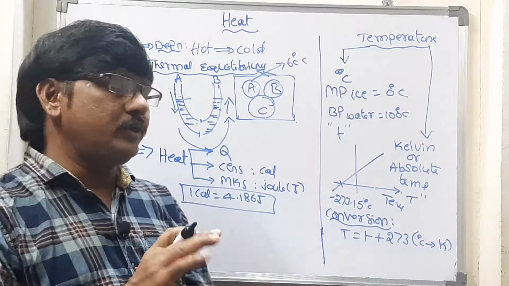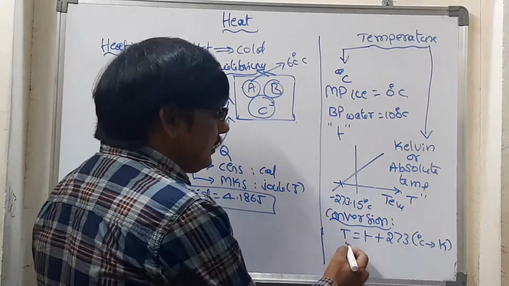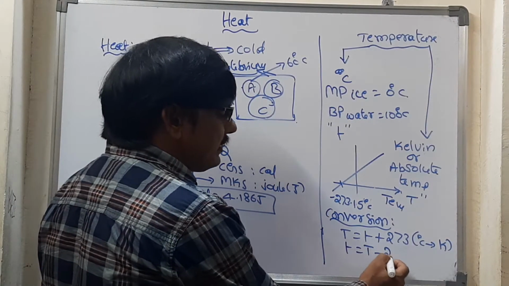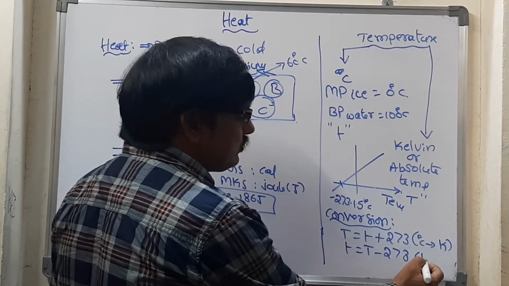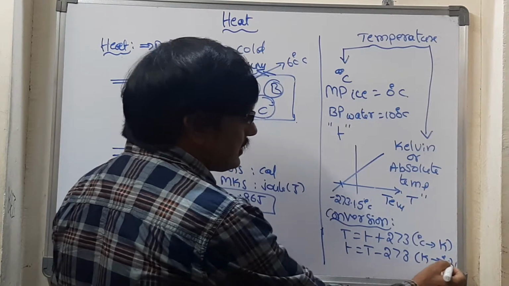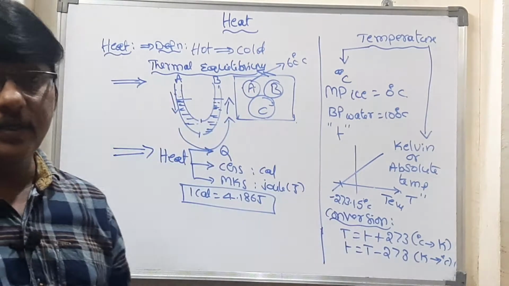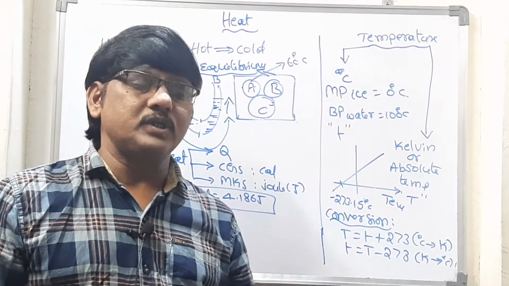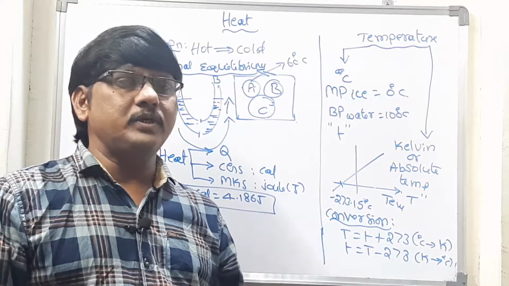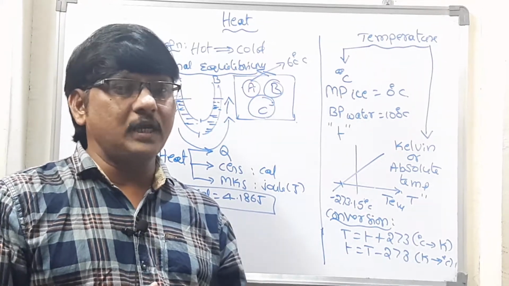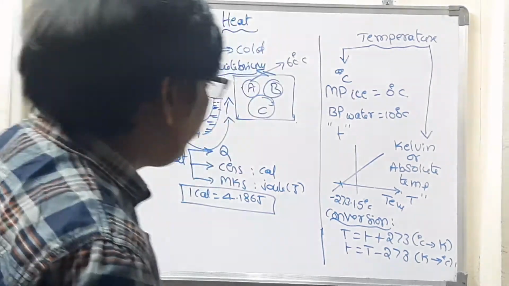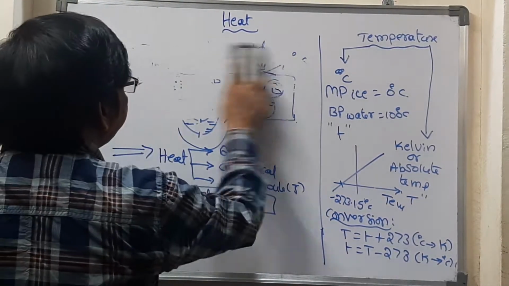What about Kelvin to degree Celsius? Small t is equal to capital T minus 273. This is Kelvin to degree Celsius. In this way we can take down the different types of temperatures. How can we measure the temperature? Temperature can be measured with the help of a thermometer. Okay, that's all about temperature.